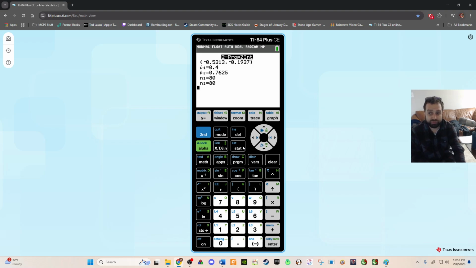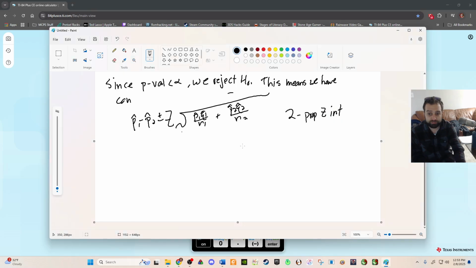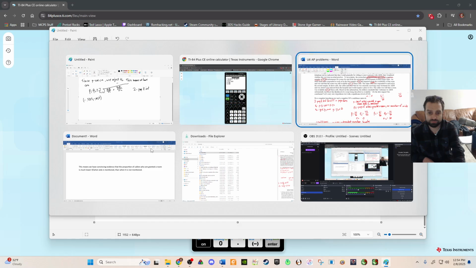Let's interpret these values. Okay, negative 0.5, negative 0.197. So wouldn't I say if AIDS is mentioned, the proportion of callers granted a room is lower than when it isn't mentioned by between 19 and 53%? That proportion is lower by between those two values. But I have to say that with confidence, right? So let me type that again.